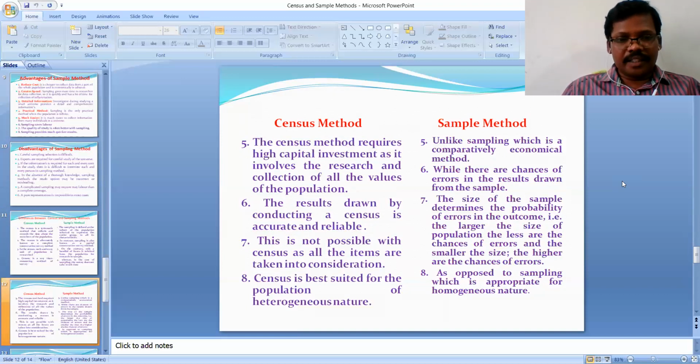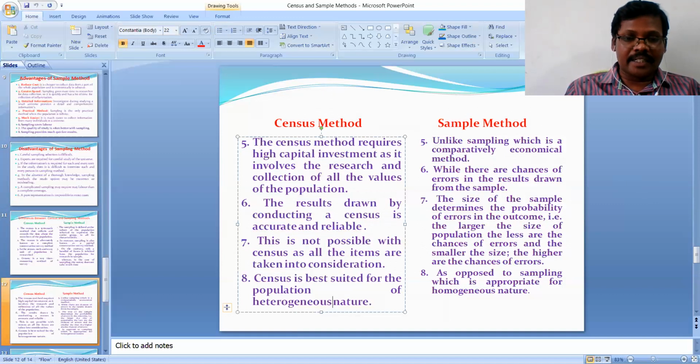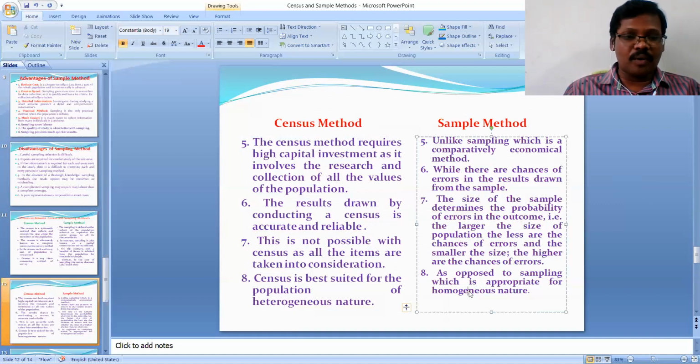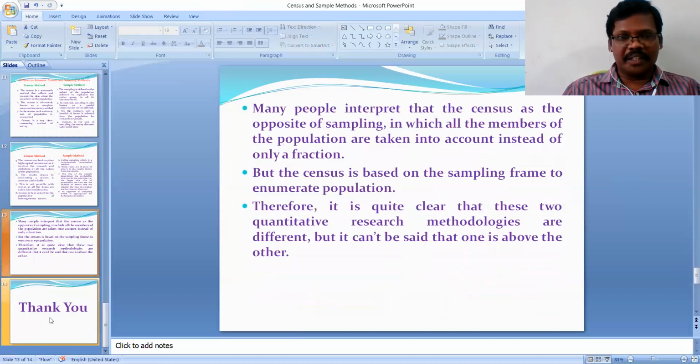The census method is best suited for a population that is heterogeneous in nature, that is, when the population has different characteristics. Whereas sampling is appropriate only for a homogeneous population, applicable only for homogeneous characteristics. That is the difference between these two things.